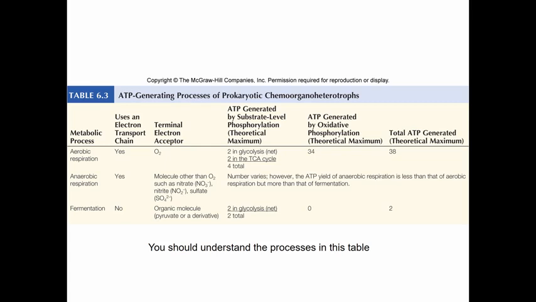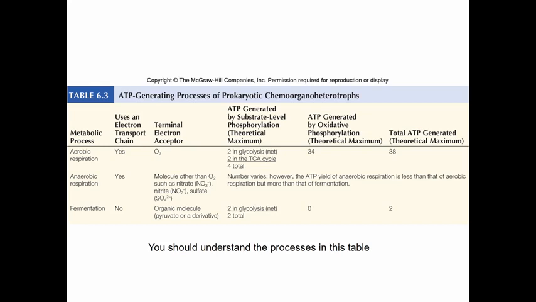So what you see here is aerobic respiration. You get 2 from glycolysis, 2 from the TCA cycle, you get 4 total. That's it. It only makes 4 ATP from breaking down glucose in direct production. In anaerobic respiration, the number is going to vary because there's different carriers used. It's less than that of aerobic respiration, but more than that of fermentation. It's literally just in the middle. And it's going to be different for every organism depending on its enzymes and depending on what that terminal electron acceptor is. Fermentation only uses glycolysis, so your number here is simply 2.